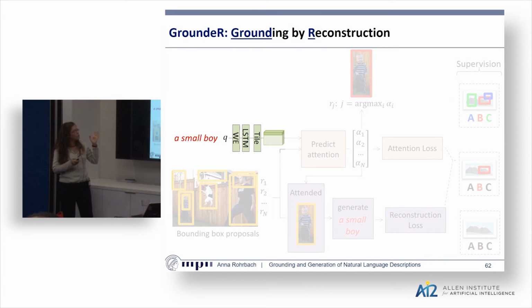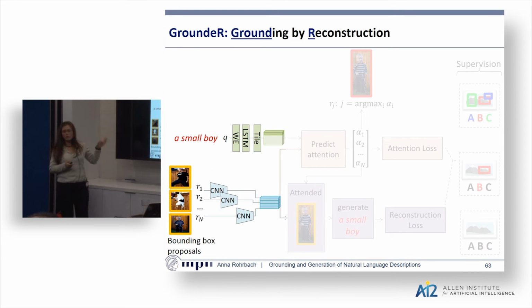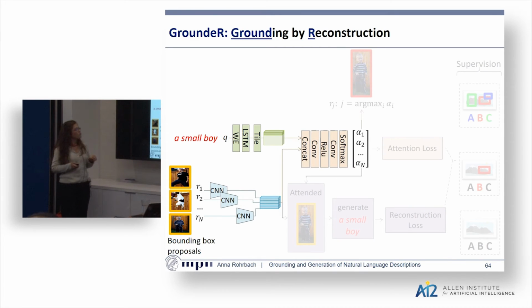There is the standard word embedding LSTM, and then we tile this representation as many times as we have region proposals, say 100. Now every proposal is described with a CNN feature, and then the attention mechanism in the middle is nothing surprising. It's a two-layered perceptron, and then there is the softmax to get the final alpha weights. And as I said, the highest weight gives us the correct grounding.